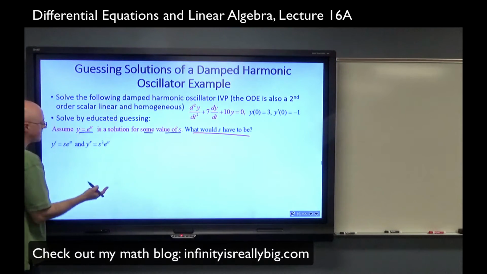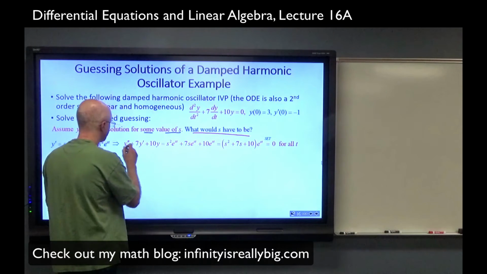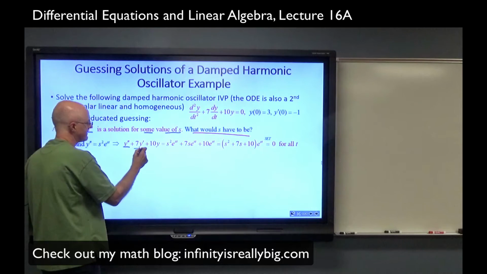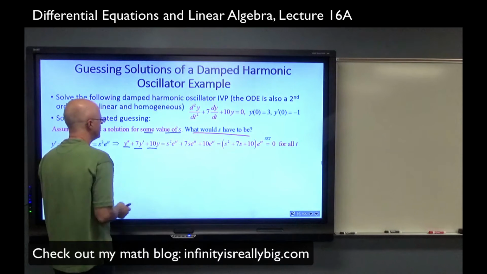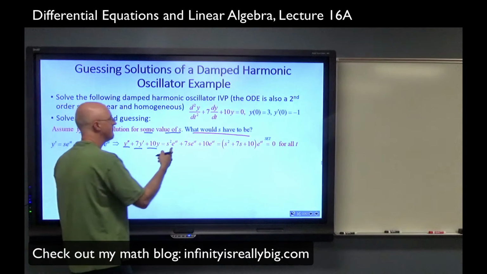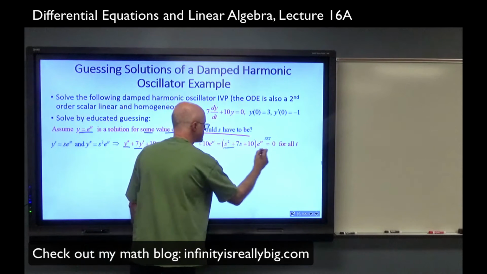Second derivative, we'll get another factor of s. We'll get s squared e^(st). Now substitute those things into the left-hand side of the differential equation. y'' is the same as the second derivative of y with respect to t, plus 7y' plus 10y. Plugging in this function and simplifying by factoring out a common factor of e^(st) gives me this expression.